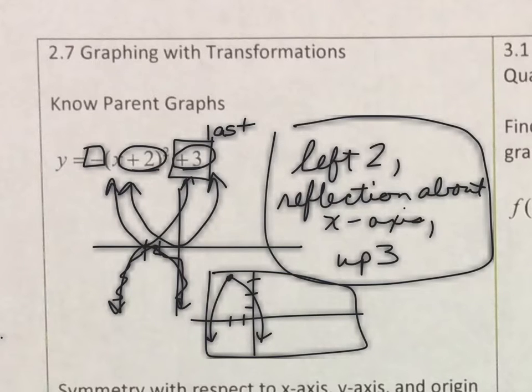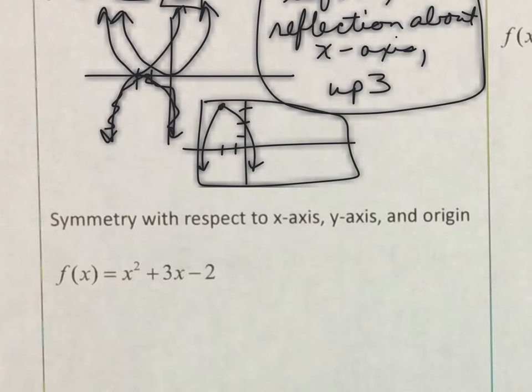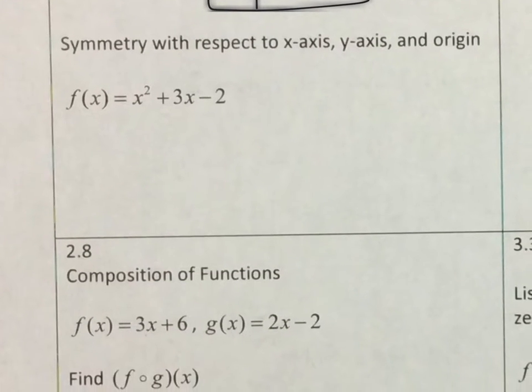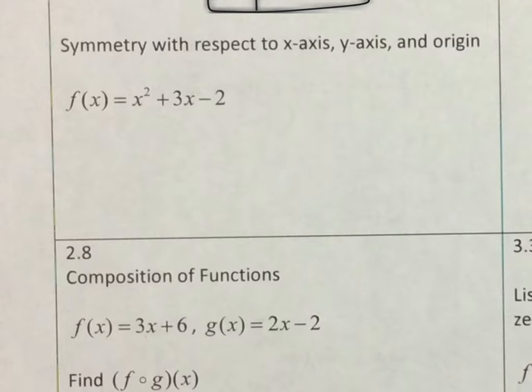And remember, we had those 6 parent graphs that you need to know. The squaring graph, the cubing graph, the cube root graph, square root graph. We had absolute value of x, and then we had the identity graph.